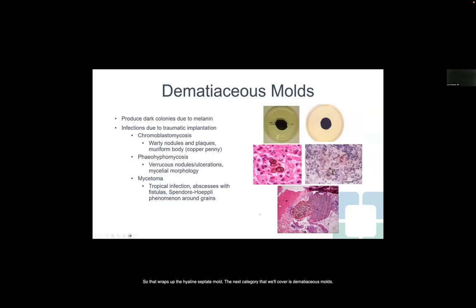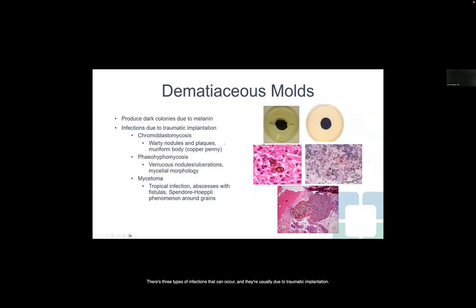So that wraps up the hyaline septate mold. The next category that we'll cover is dematiaceous molds. These molds are going to produce dark colonies due to the production of melanin. We see a colony here, very dark pigment, and as well, if we look at the reverse of that plate, we see diffuse melanin production.